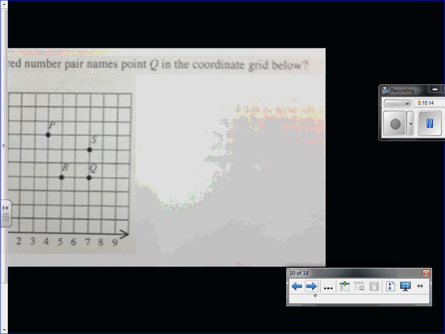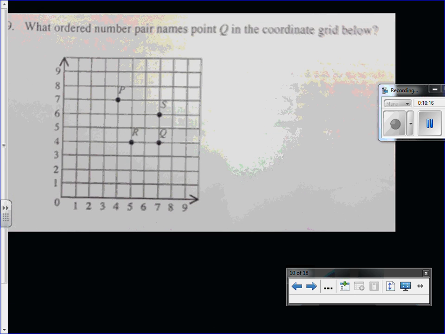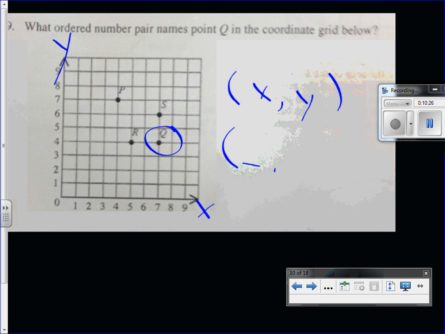Take a look here. Find Q. Got Q right here. This is my Y. This is my X. If I'm going here, I have X, comma, Y. So here I'm going to have blank, comma, blank. X, so X is my first one right here. So I'm going to go over. I'm at 7. So 7 is my first.